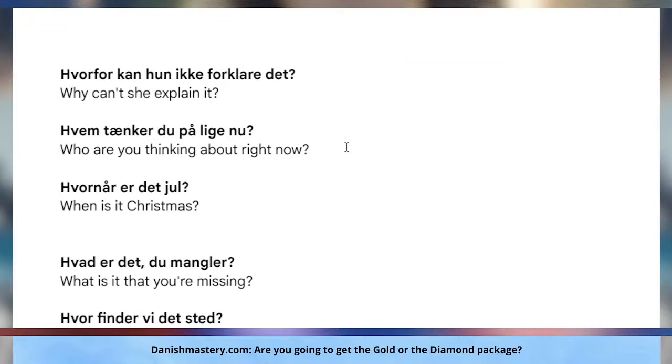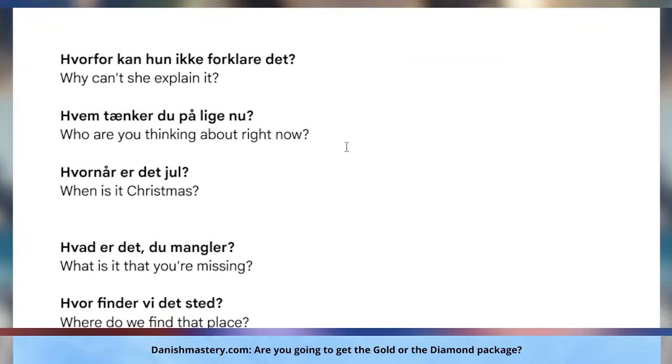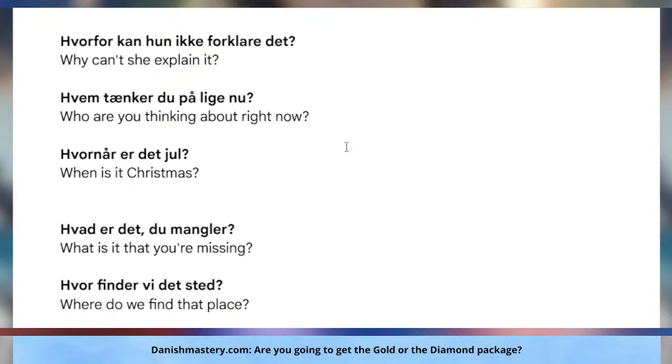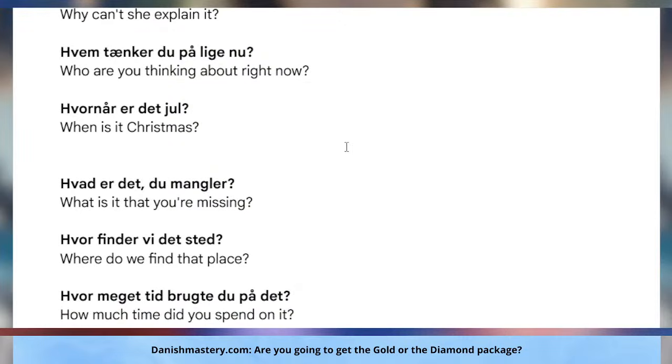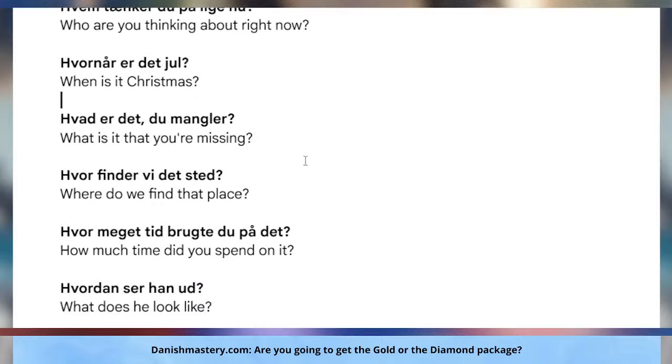Okay, super. Ja. Hvorfor kan hun ikke forklare det? Hvem tænker du på lige nu? Hvornår er det jul? Easy. You see the pattern, eh? It's not so hard.